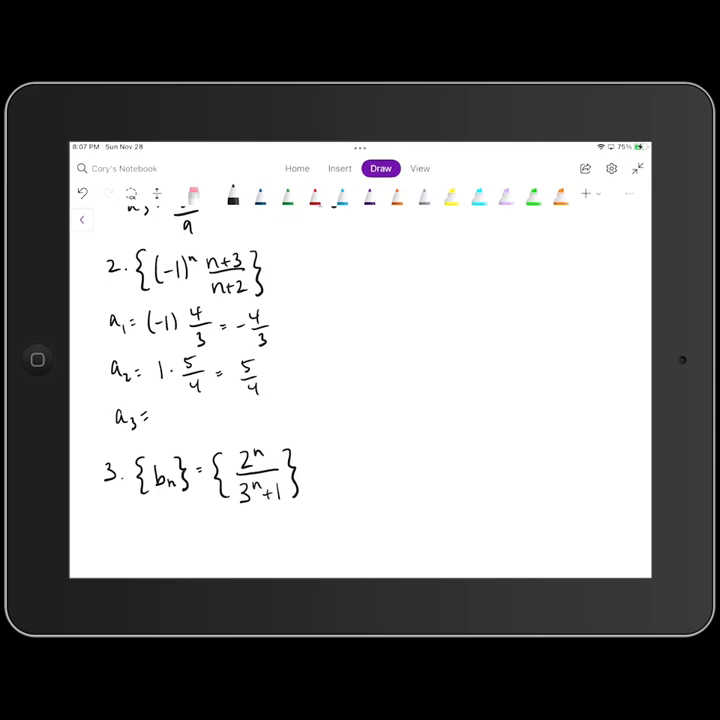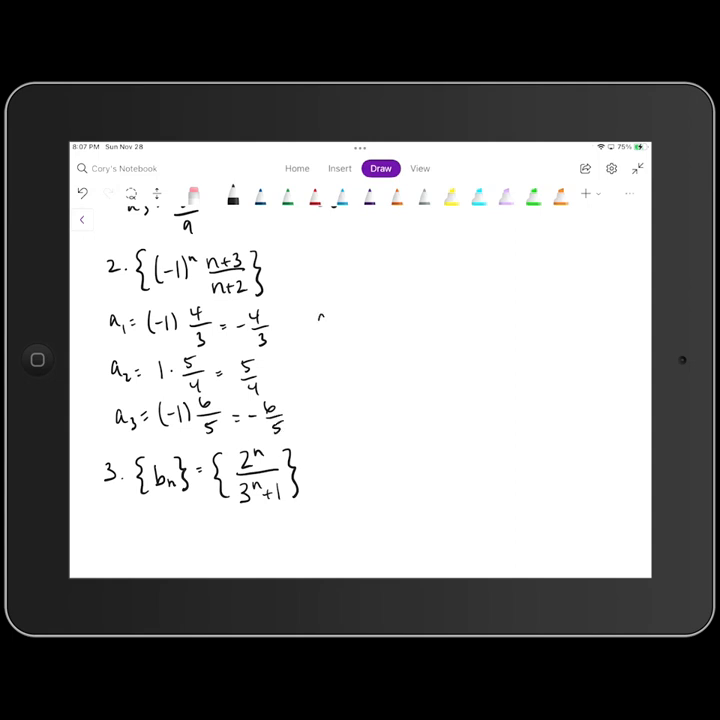For our third term, a sub 3, it's going to be negative 1 to the third power, which is negative 1. And then 3 plus 3, which is 6, over 3 plus 2, which is 5. So that winds up simplifying to negative 6 over 5.